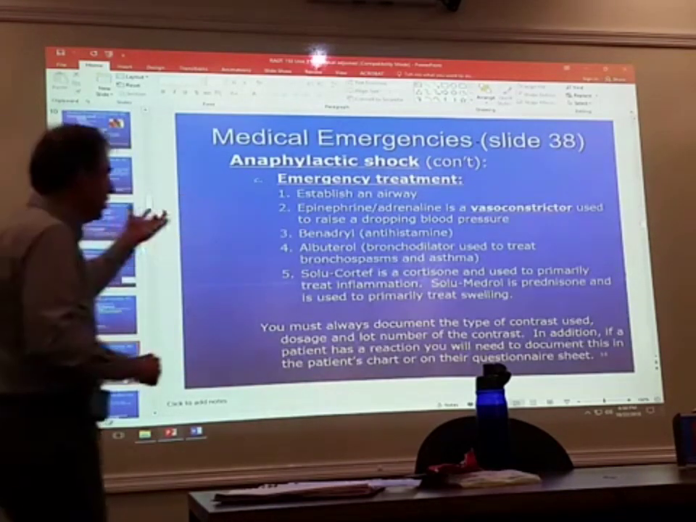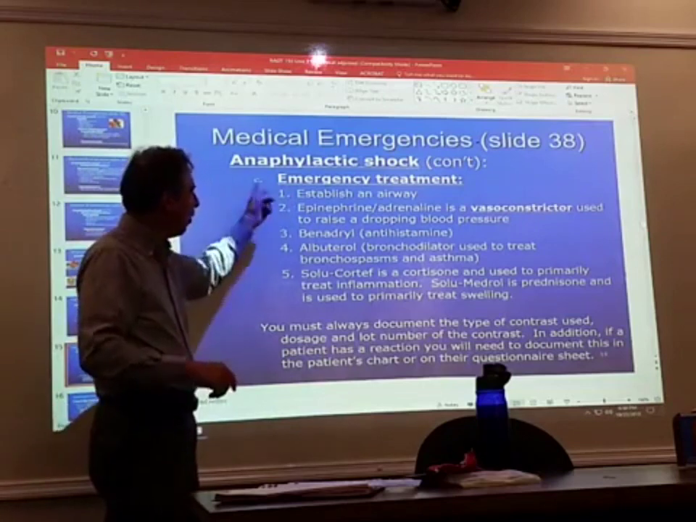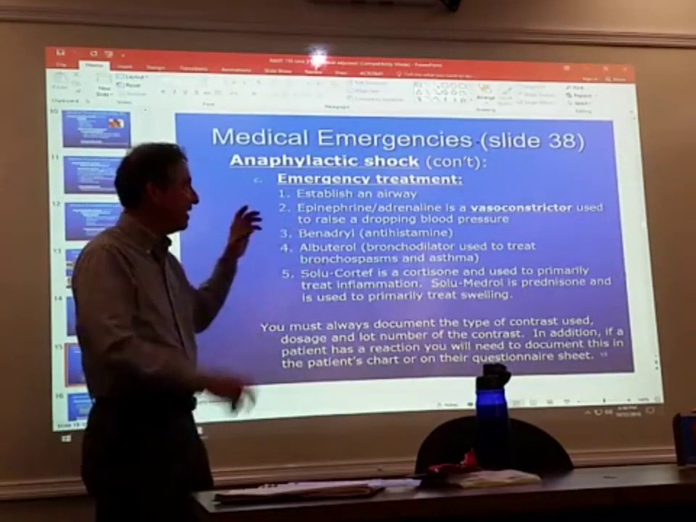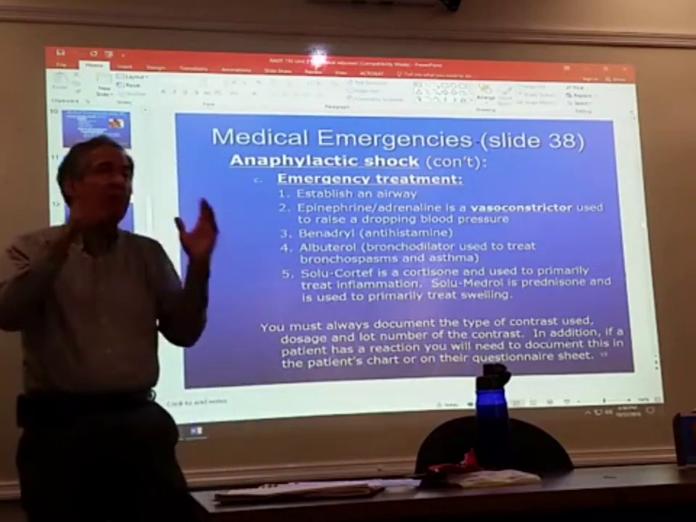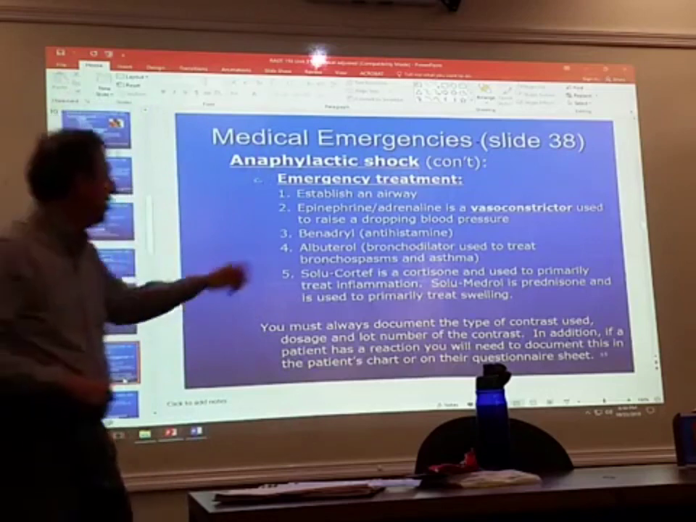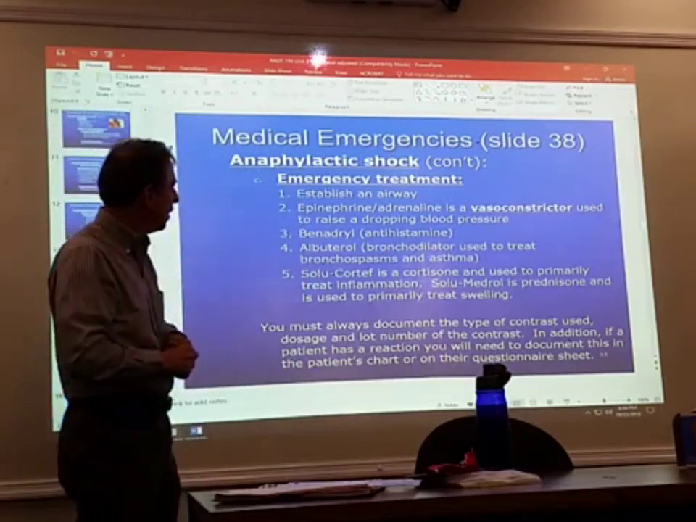In terms of emergency treatment, they may need to get an airway going, or put in a trach, or give epinephrine or adrenaline. Again, it's a vasoconstrictor because guess what? Which is the vital sign? Remember, it's blood pressure, and they've got to raise that. So they'll use that to raise the blood pressure.